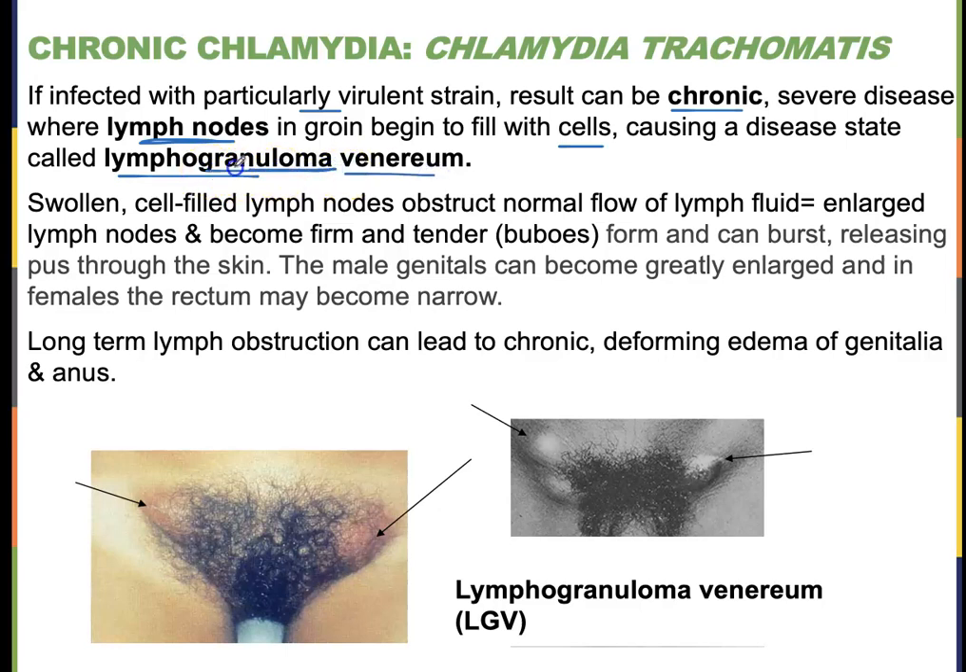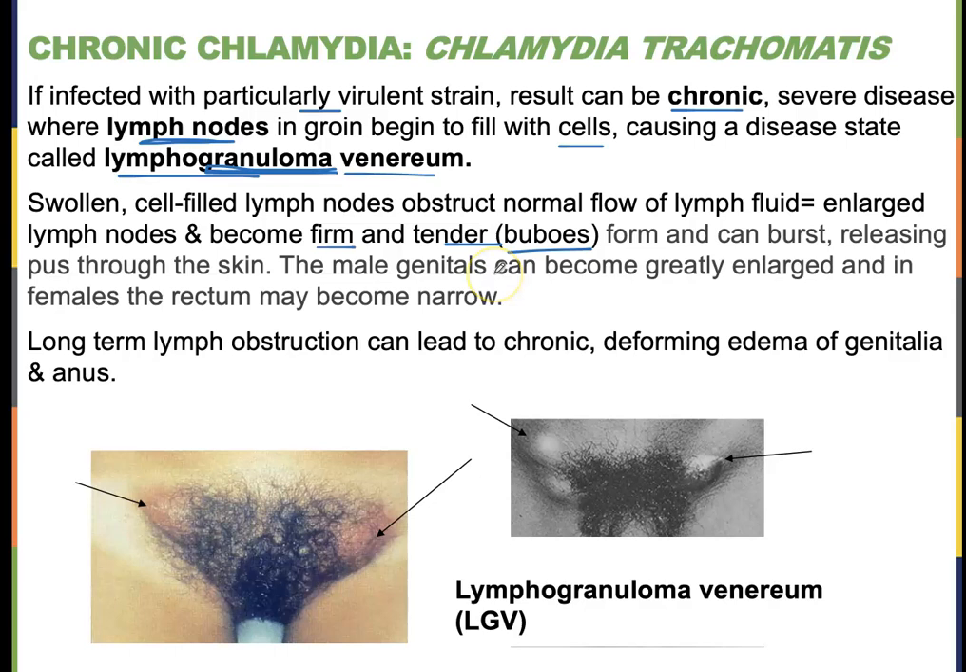So the granuloma is kind of the same word we used for those tubercles that filled the lungs in tuberculosis. They're swollen. They're cell-filled lymph nodes, and what they can do is obstruct the normal flow of lymph. So you can get extra fluid buildup in the lower extremities, in the inguinal region. They become very firm and tender. And one thing that will come up later when we talk about the plague is that these really large, swollen, tender lymph nodes are called buboes, and these buboes can burst and the pus can go through the skin.